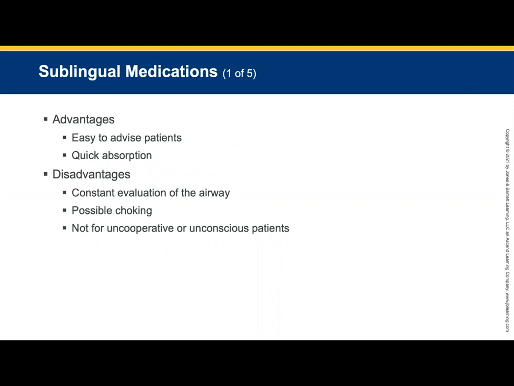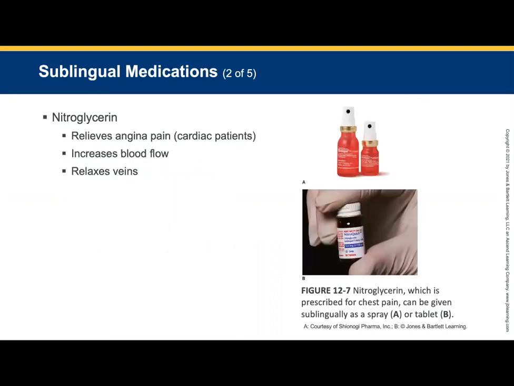So the sublingual medications, the biggest one you're going to talk about here is this one. So here's your metered dose of nitro. This is your bottle. The reason it is a dark colored bottle is because it's sensitive to light, and a lot of people have these vials in their pockets for years and years, and they just know to carry them because that's what they're told to do. It increases blood flow, relaxes the veins, and relieves angina, pain in cardiac patients.